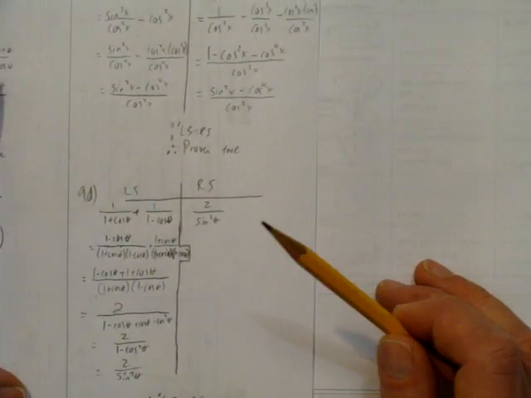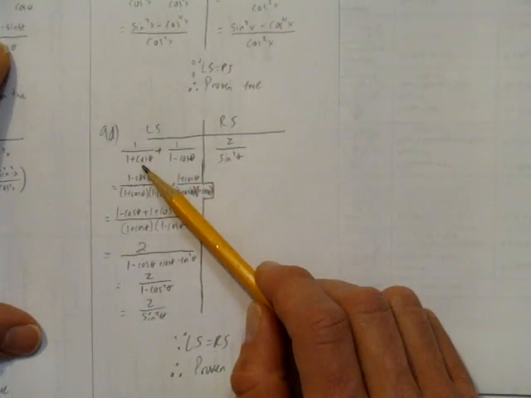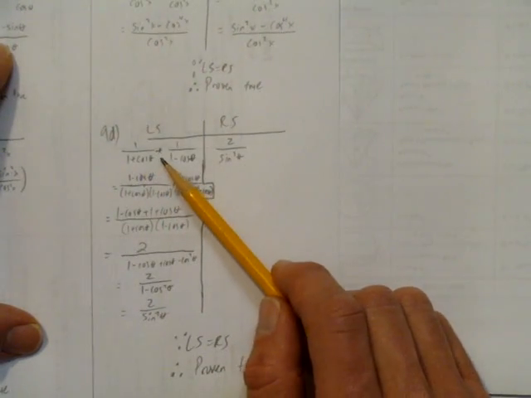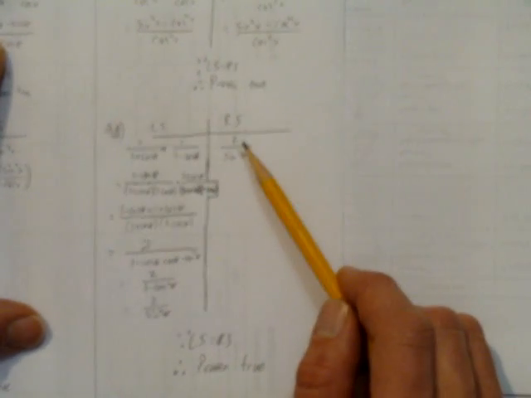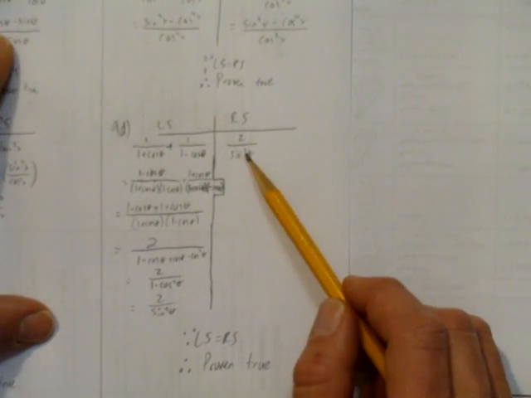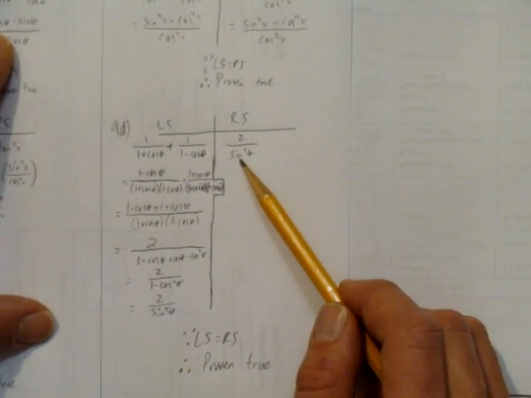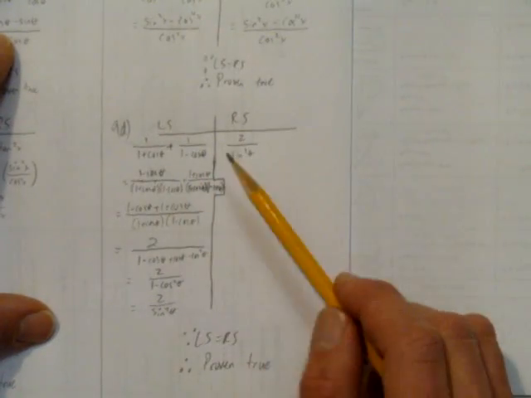Also on page 417, here's question 9d. It starts with 1 over 1 plus cos plus 1 over 1 minus cos, and on the right hand side I have 2 over sine squared theta. There wasn't a lot to do there. I looked at that and thought, I'll save it for a bit. I definitely need to do something with these denominators to get closer to sine squared.